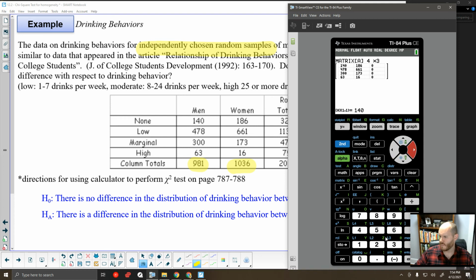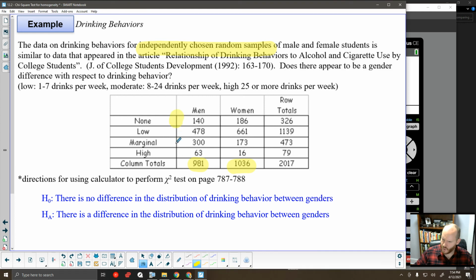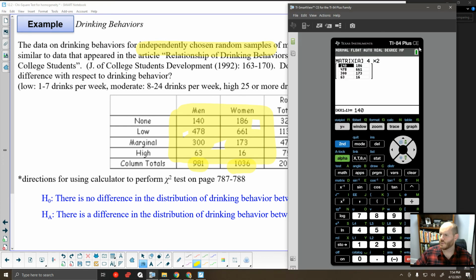So I need a 4x2 matrix to enter this data table. And all I'm going to do is enter the actual raw data. I don't have to enter the column totals because the calculator will compute that for me once I run the test. So I'm going to transcribe all the data as seen in this two-way table. And once that's all entered, I'm going to quit and I'm going to go to stat tests.